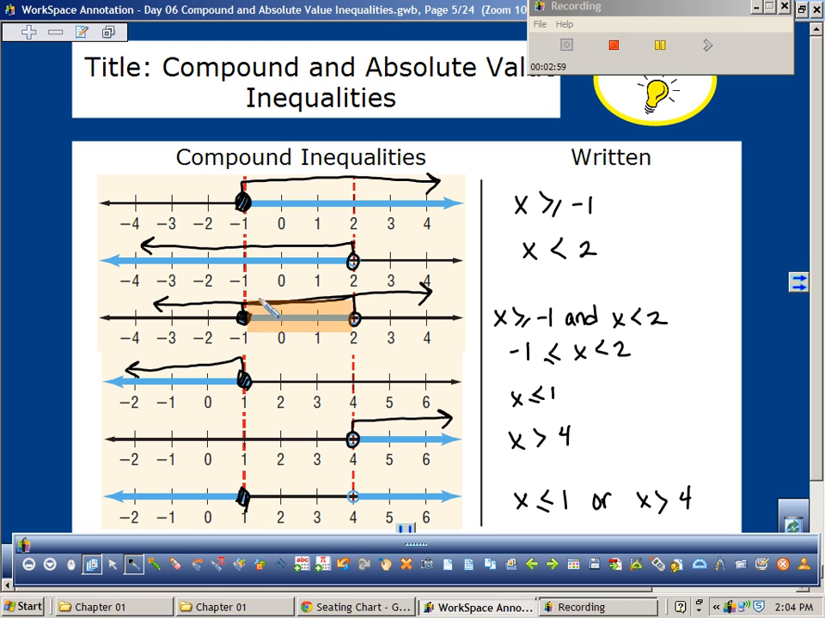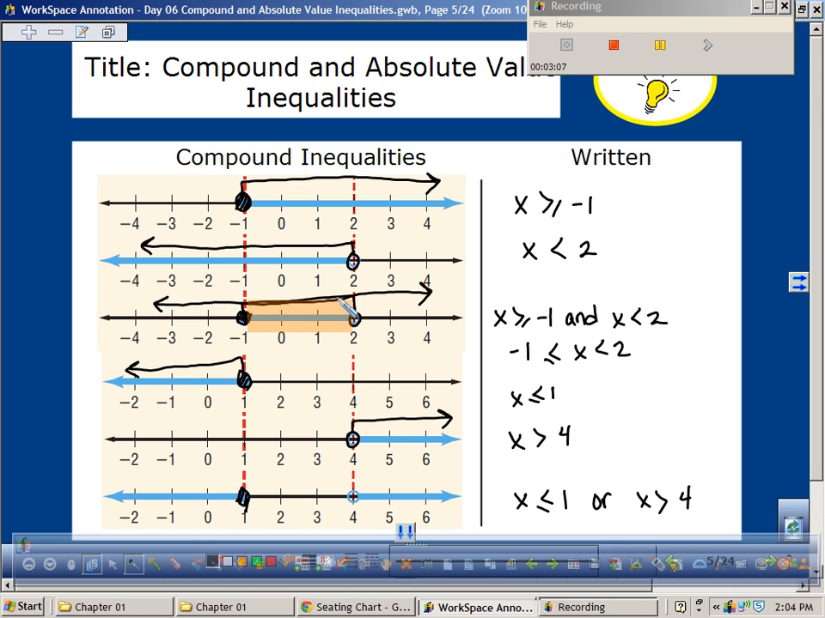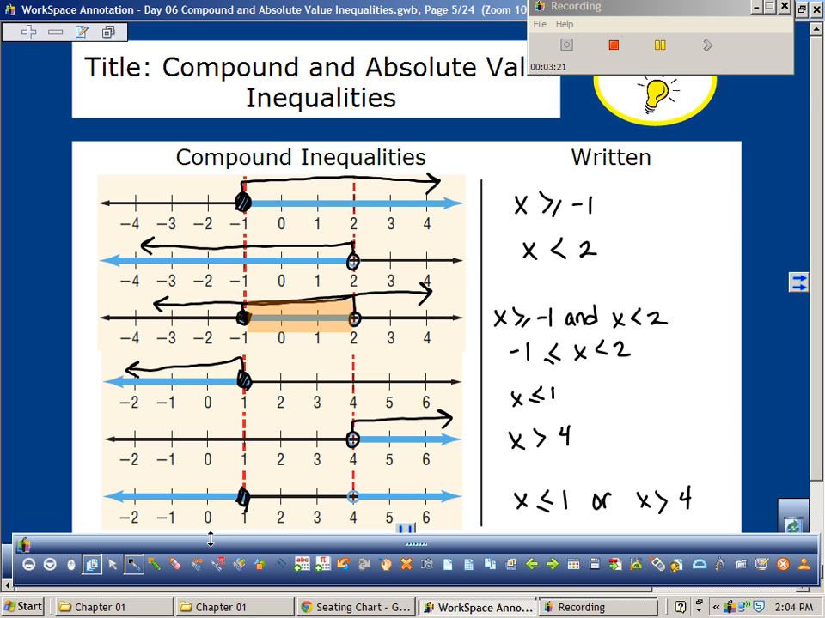See how this one's going in this direction and this one's going in that direction? It's where they're overlapping, where both of them are occurring. That's why you have and. X is between the two of them. This one is or, because it's either x is going to be in this direction or this direction. Alrighty?